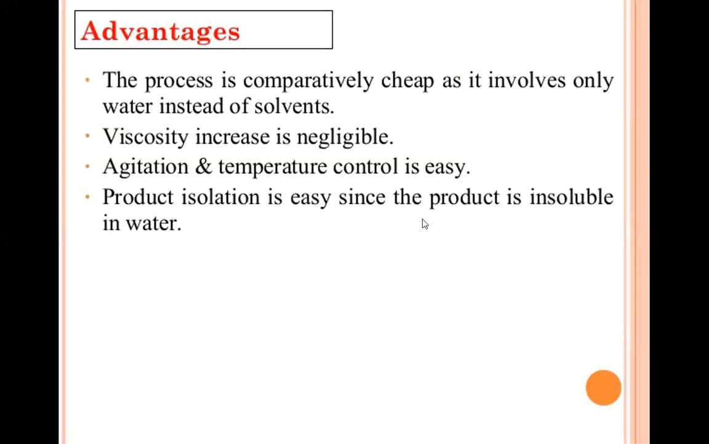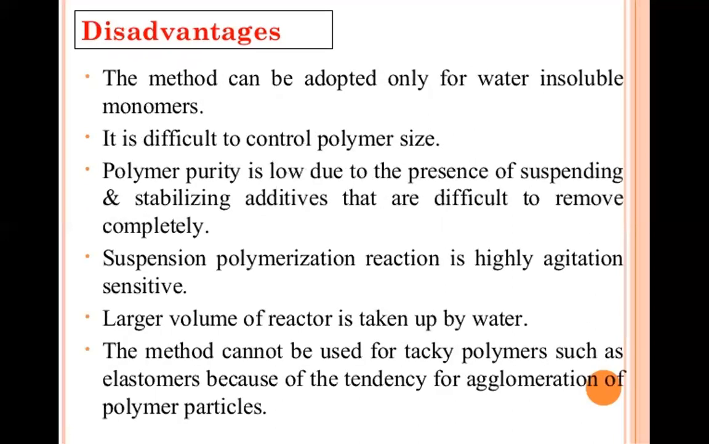Coming to the advantages and disadvantages. The process is comparatively cheap as it involves only water instead of solvent. Viscosity increases. Agitation and temperature control is easy. Product isolation is easy as it is in the form of a drop, since the product is insoluble in water. Coming to the disadvantages, the method can be adopted only for water-insoluble monomers, whereas for water-soluble monomers this method cannot be adopted.